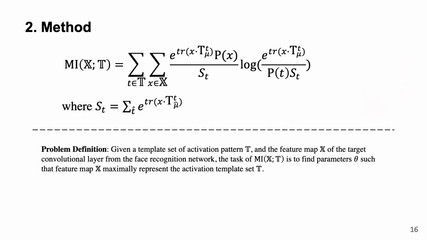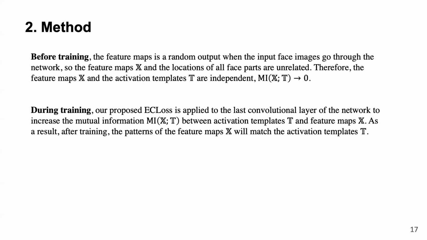Then we define the problem: given a template set of activation patterns T and the feature map X of the target convolutional layer from the face recognition network, the task of mutual information between X and T is to find the parameter theta such that the feature map X maximally represents the activation template set T.